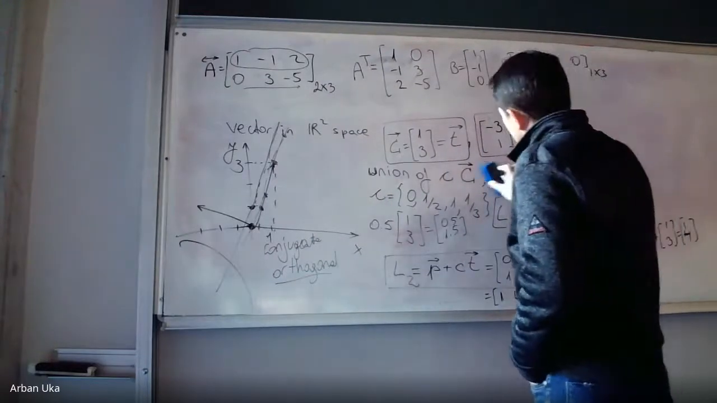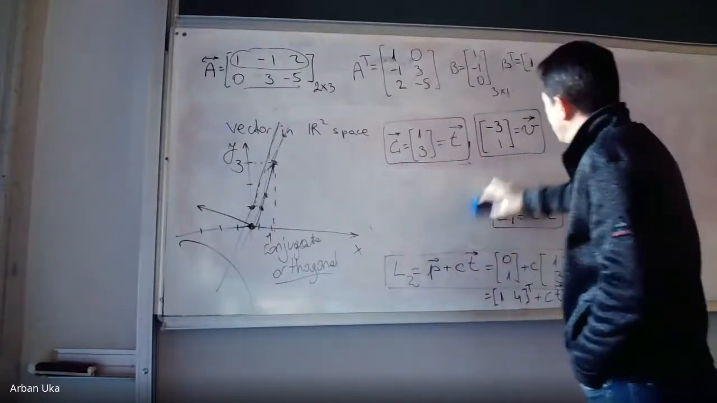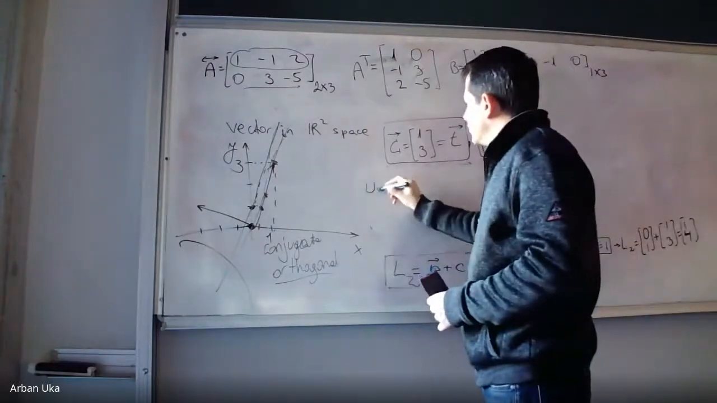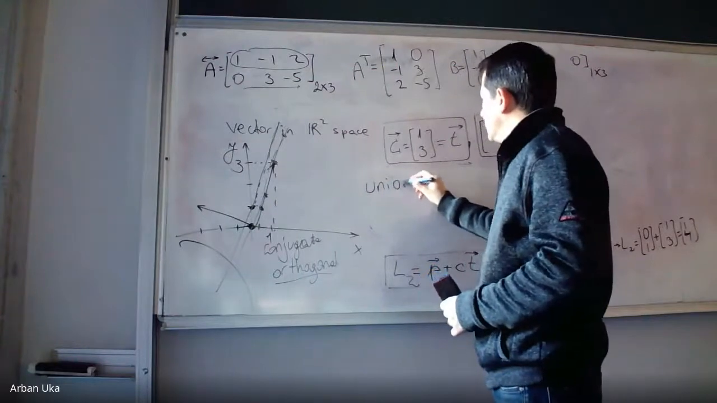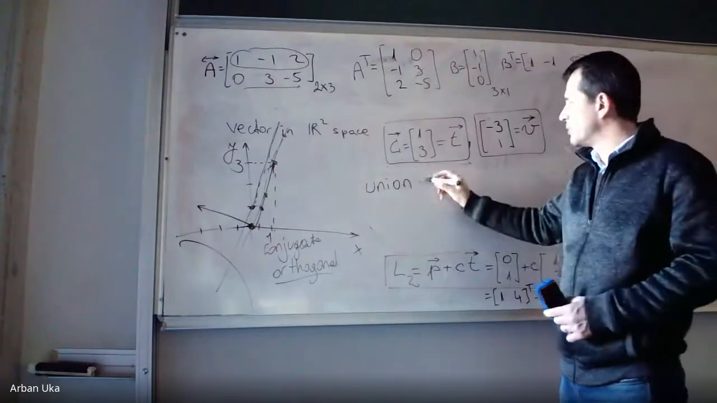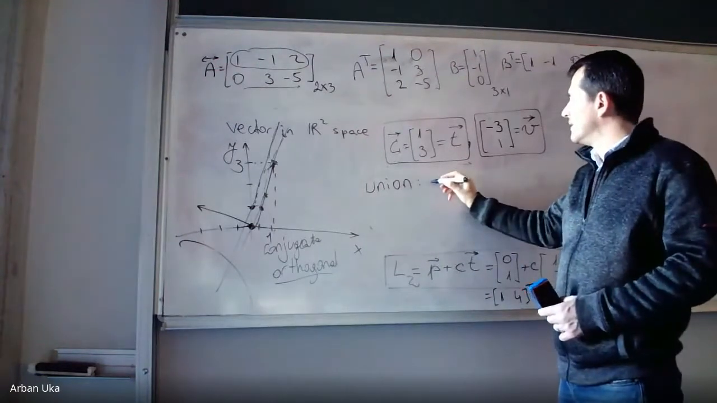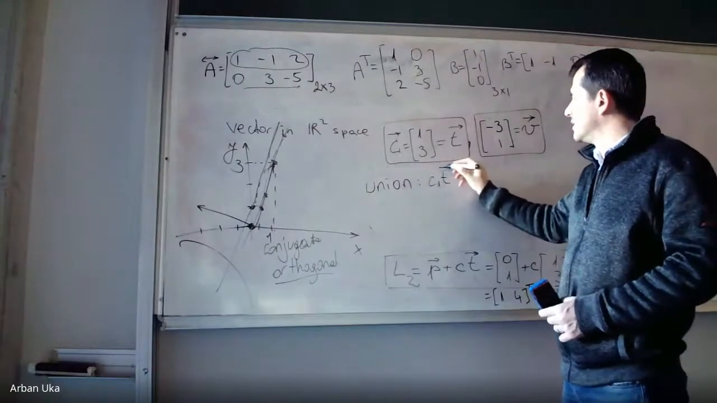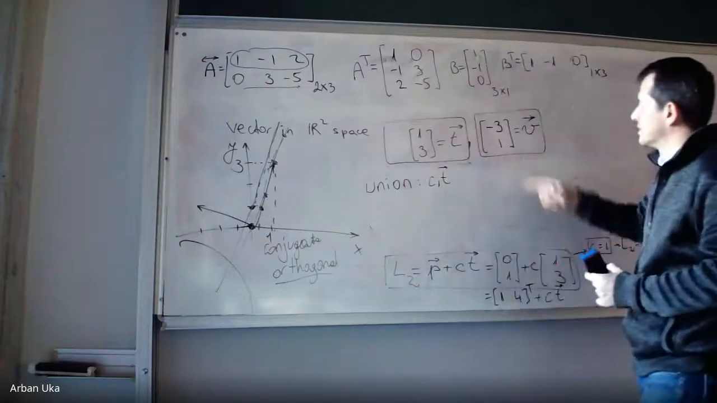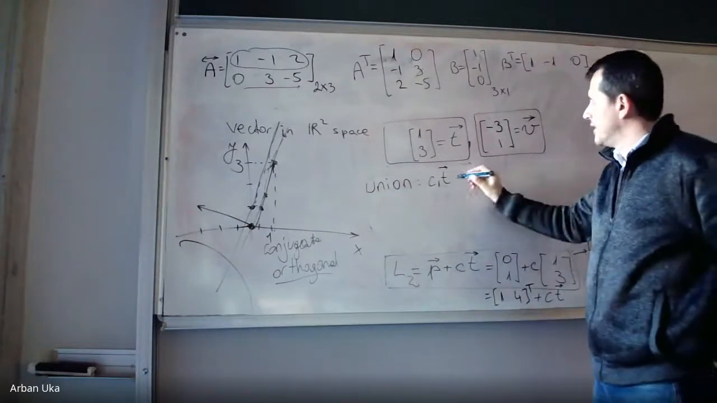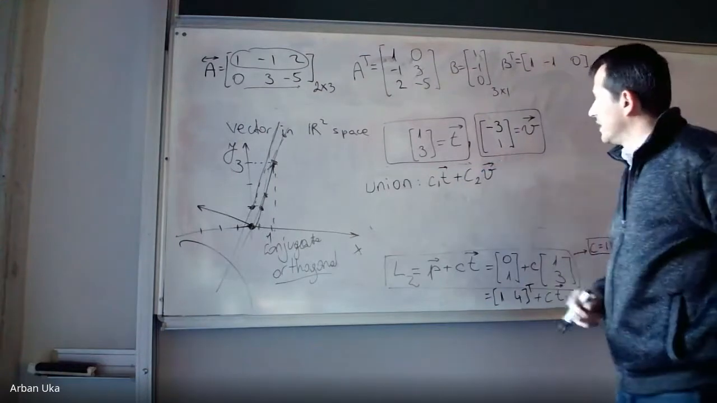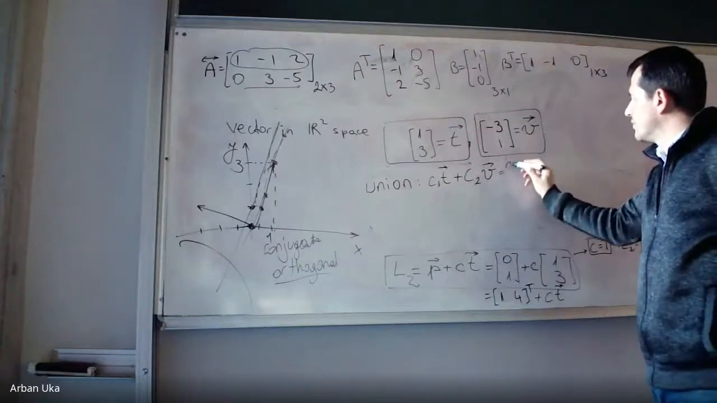That's good. Now, what could be the union? What is a set which is composed of all the possible points, which is described by C1 times t, maybe t and v is a better terminology, plus C2 times v? Okay. What is the union of all of these points?